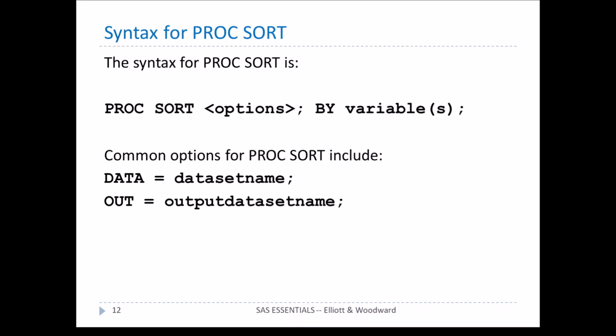The syntax for PROC SORT is PROC SORT and then options, a semicolon, and then one or more BY variables. Common options that you might put in here are DATA= dataset name, that tells you where the data is coming from that you want to sort, and then OUT= is the output dataset where you want to put the results.